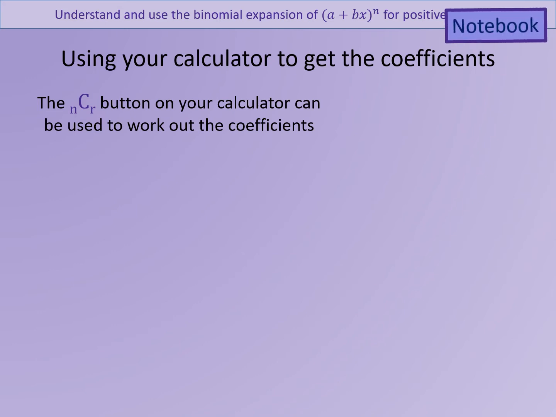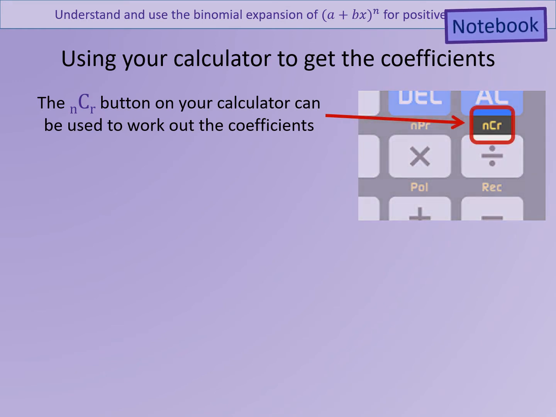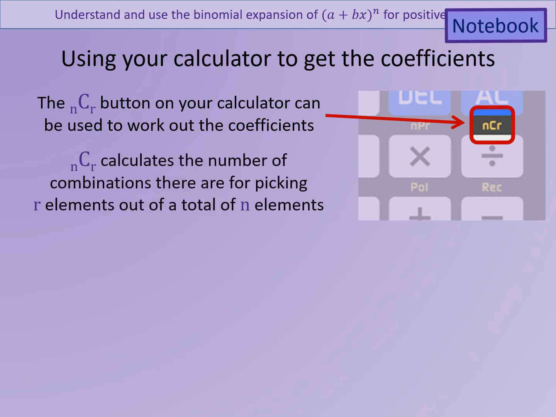So the button that we're going to be using to gain these coefficients is the nCr button, and we can find it just here above the division. Please don't get it mixed up with the one next door to it, which is the nPr. We don't use that button on this course. So it's just the nCr button that we're going to be using to find these coefficients.